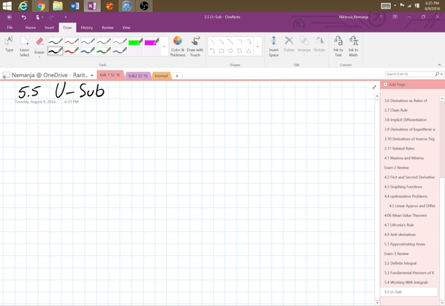What is u sub? Well, the shortest statement is backwards chain rule. That's what it is. So we know that derivatives undo integrals, integrals would undo derivatives, and so on. If you have a chain rule, there should be an integral rule that undoes it, and that would be the u sub. So I'm just going to say chain rule, and then over here u sub.